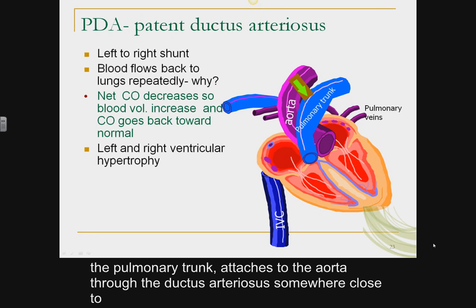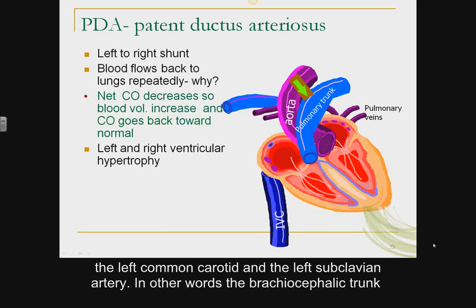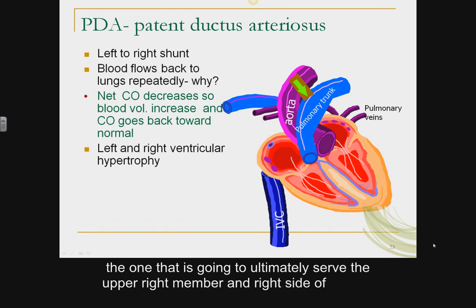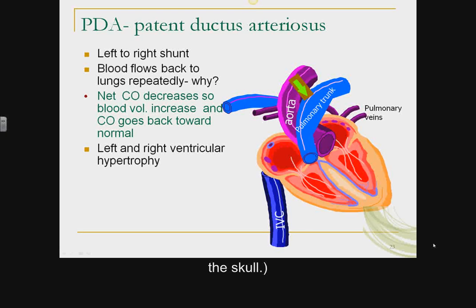And the reason is, and you should review the anatomy, the pulmonary trunk attaches to the aorta through the ductus arteriosus somewhere close to the left common carotid and the left subclavian artery. In other words, the brachiocephalic trunk does not get mixed with the poorly oxygenated blood, and the brachiocephalic trunk is the one that is going to ultimately serve the upper right member and right side of the skull.